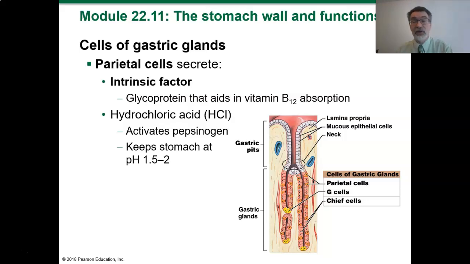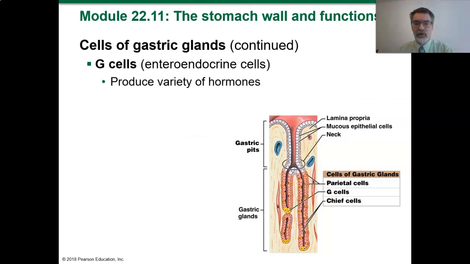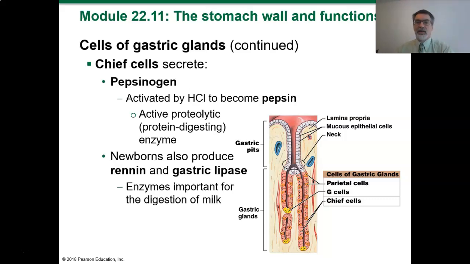It's a lot of hydrogen ions in that fluid compared to plain water. Right? The G cells, again, are producing a variety of hormones, the major one being gastrin, which are important for regulating digestive system activity. Chief cells, again, produce a protein called pepsinogen, an inactive protein digesting enzyme.